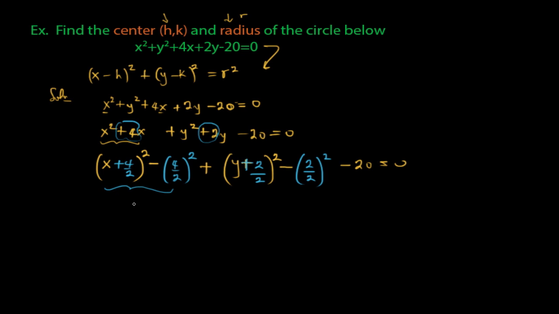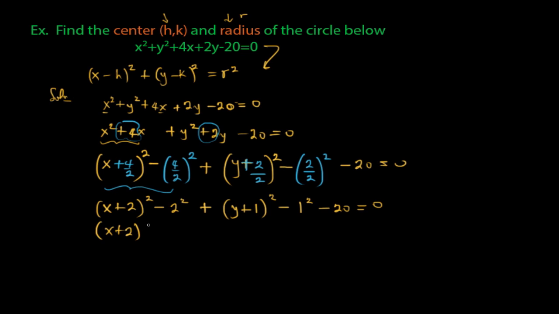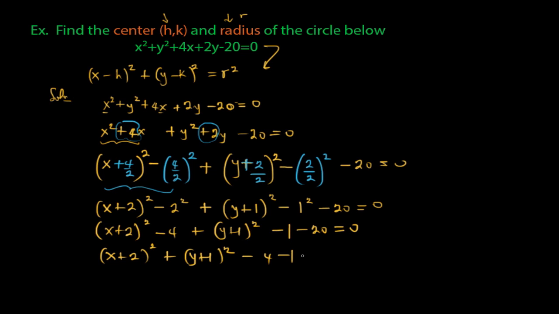Now we'll simplify this whole expression. So what we have here is x plus 4 divided by 2, which is 2, all squared, minus 4 divided by 2, that is 2 squared. Then plus y plus 2 divided by 2, which is 1, squared, minus 2 divided by 2, which is 1 squared, minus 20 equals 0. So we have (x plus 2) squared minus 4 plus (y plus 1) squared minus 1 minus 20 equals 0. And then you could just rewrite this as (x plus 2) squared plus (y plus 1) squared, then negative 4, negative 1, negative 20 equals 0. So this is what you have.